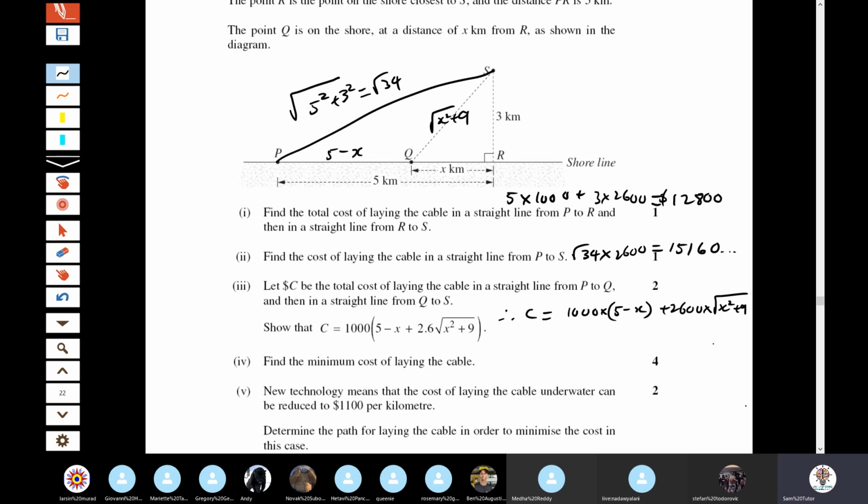Find stat points, find nature, and then find the minimum cost. Because when you find stat point, what letter are you going to find? Yeah, you're going to find x, because you're going to make your C dash, which we don't call that, but you're going to make that equal to 0. You're going to find x. Good. Stop.